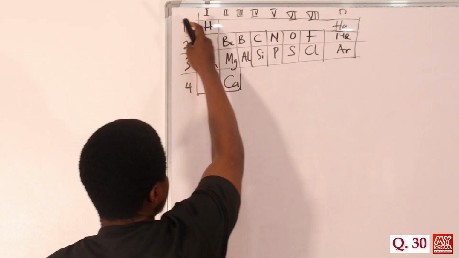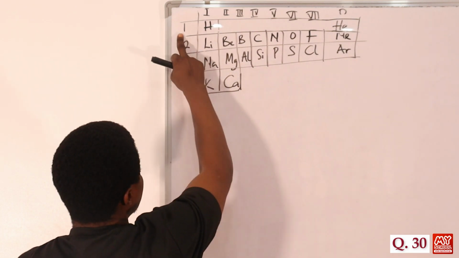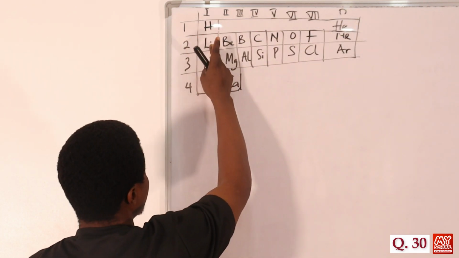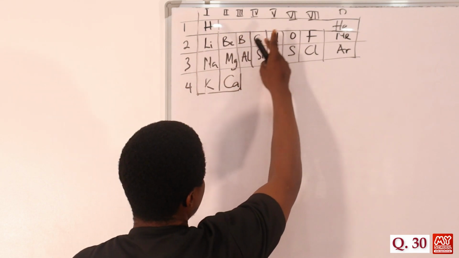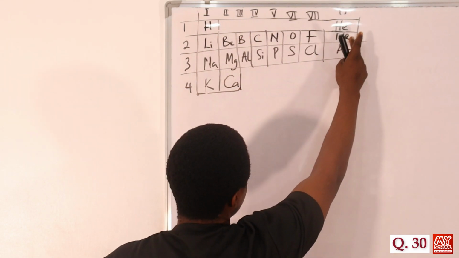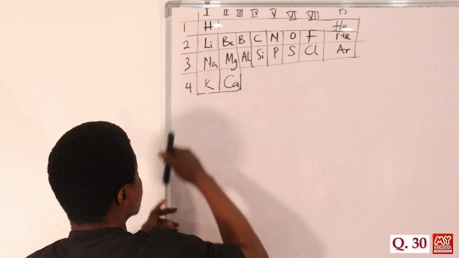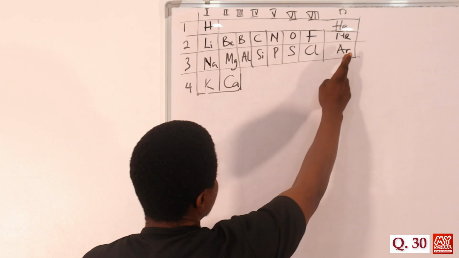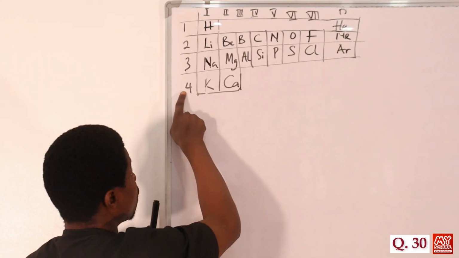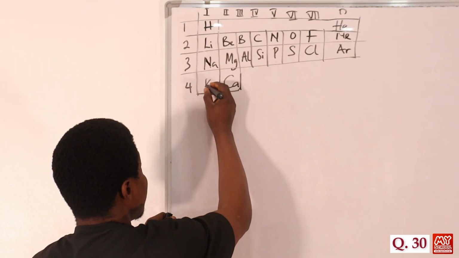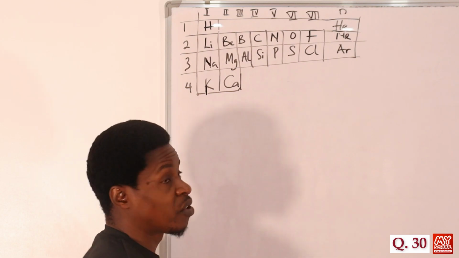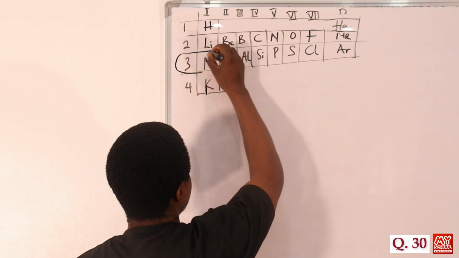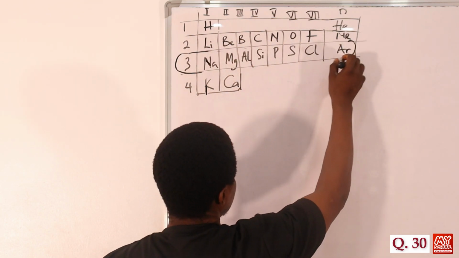And then we have periods, horizontal. In period 1, we have hydrogen and helium. Period 2, we have lithium, beryllium, boron, carbon, nitrogen, and so on to neon. Then period 3, we have sodium to magnesium, aluminium to argon. Then period 4, we have potassium here, and then calcium here. But the question is particular about period 3, so we are looking at this.